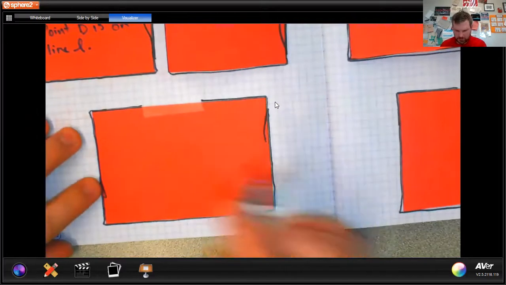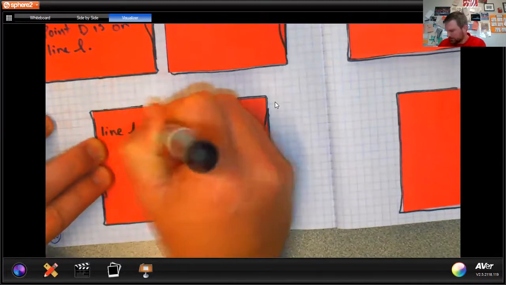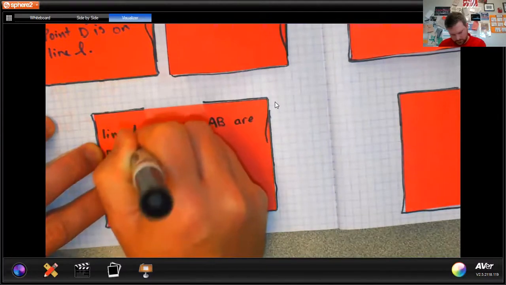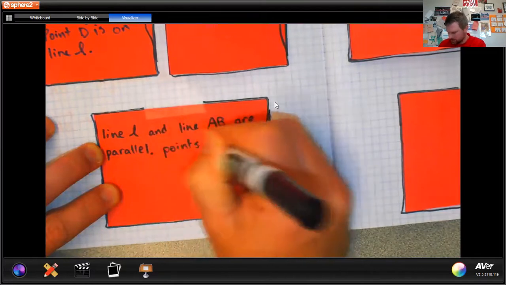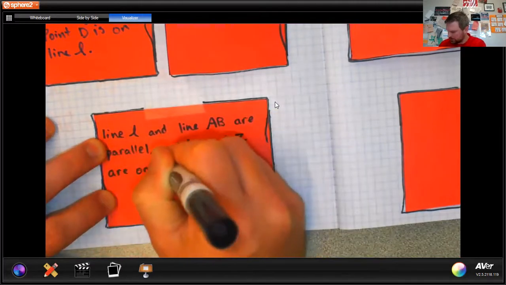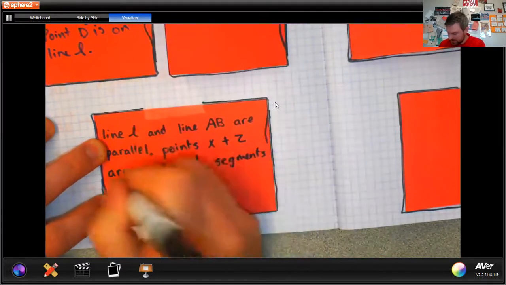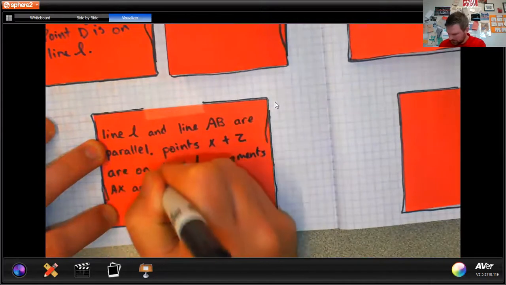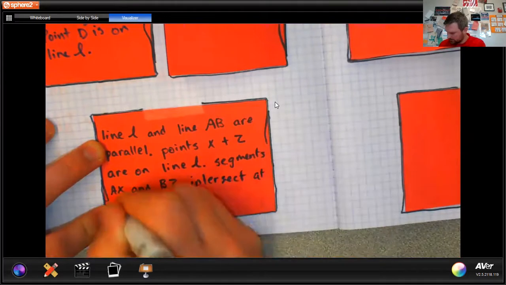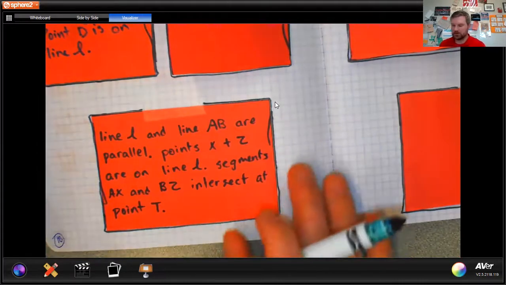All right, the last one here on draw picture, page 10, line L and line AB are parallel. Points X and Z are on line L. Segments AX and BZ intersect at point T. All right, so that's the draw picture side.